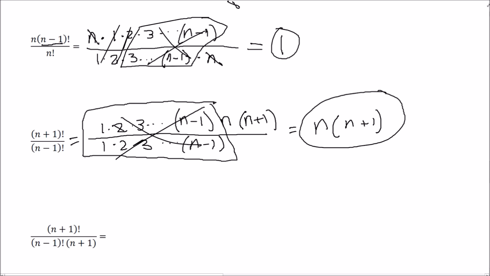Okay, let's try this next one down here. Okay, so I'm going to start with the smallest thing, then I'm going to try to make them match, then I'm going to cancel it out. Okay, that's going to be your step. Start with the small one, make a match, cancel out. So down here I have 1, 2, 3, all the way up to n minus 1.